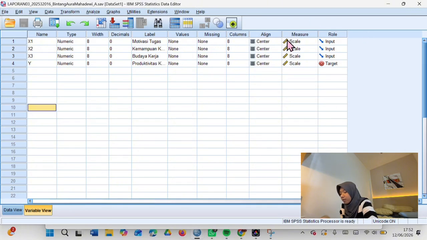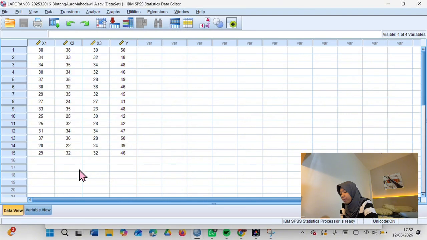The variables X1, X2, and X3 are independent variables, while Y is the dependent variable. All variables use the numeric data type and scale measurable, making them suitable for parametric statistical analysis such as multiple linear regression.